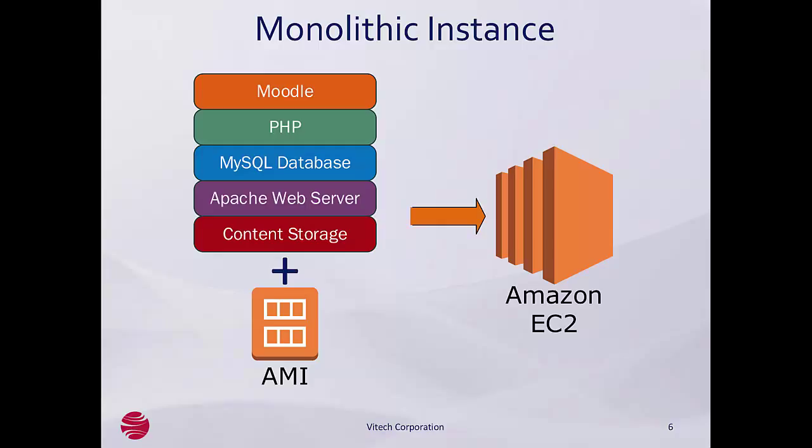In the monolithic solution, we will use an Amazon Machine Image, or AMI, running Linux as the guest operating system. The Amazon Machine Image will be instantiated on an Amazon Elastic Compute Cloud, or EC2 instance, which will provide the processing and storage. The Moodle software stack will then be installed on the Amazon EC2 instance. The result is Moodle and all its required software running on a single virtual computer in the cloud.